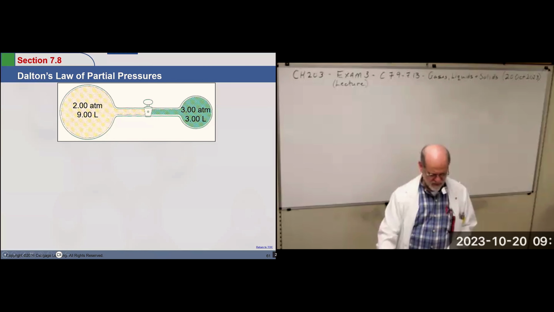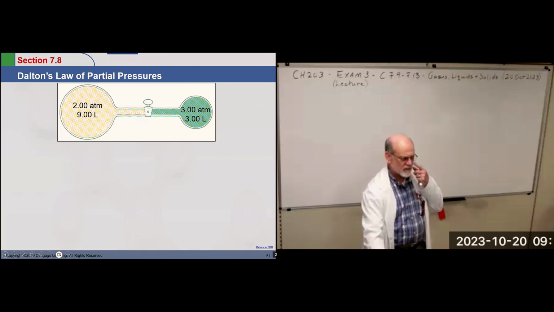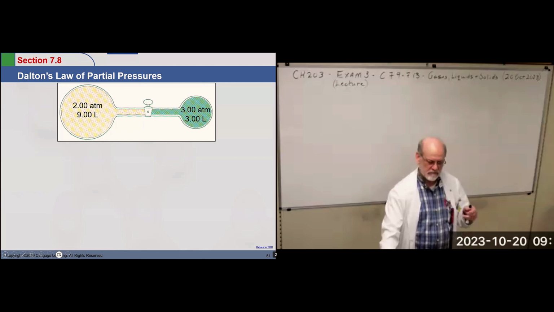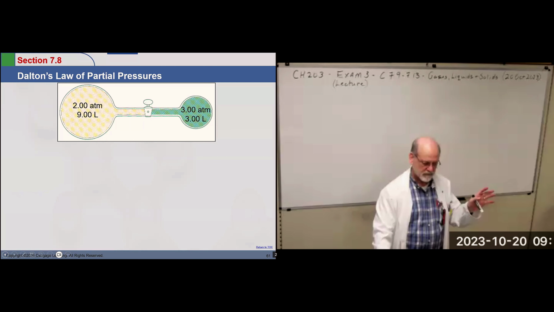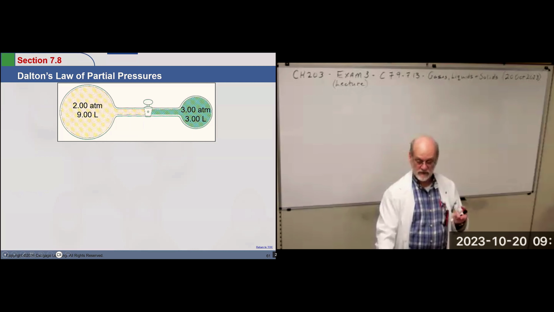Let's see if we back up one. Yeah, we finished off last week with Dalton's law of partial pressures. So we've covered all the gas laws. And next week we're going to do a lab using one of those laws. The first one, actually, Boyle's law.